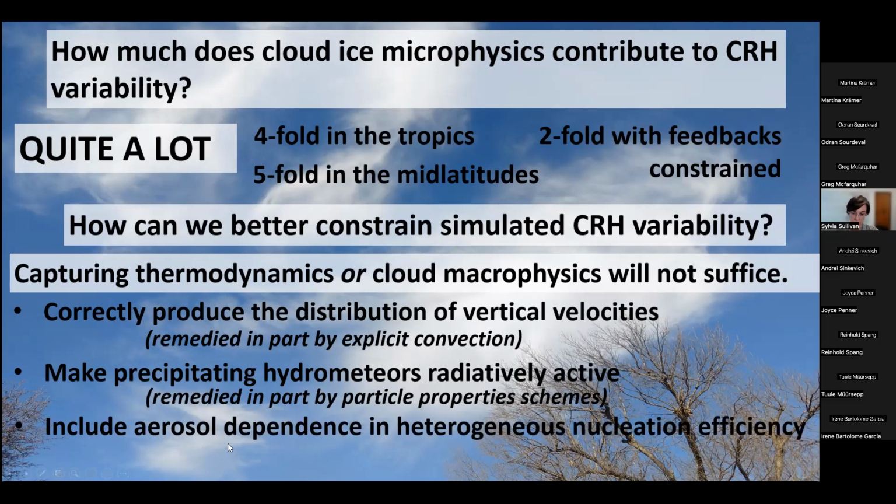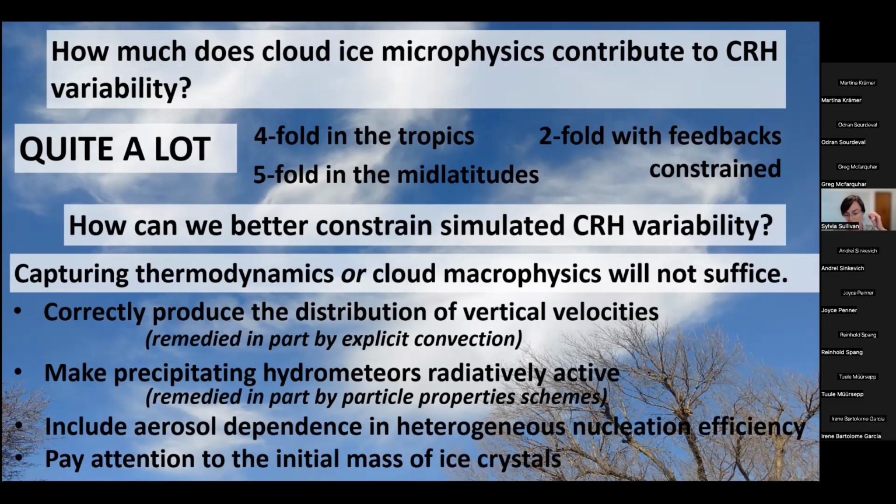It's also important to include aerosol dependence in that heterogeneous nucleation efficiency. We can't make things solely a function of temperature because they're very poorly constrained only as a function of temperature. And a final comment I'll make is the importance of this initial mass of ice crystals. So if I had to give you 4 tips to constrain your cloud radiative heating profile, these would be those 4 tips.